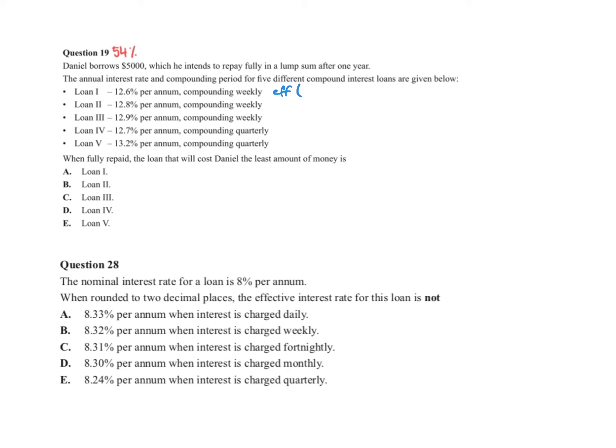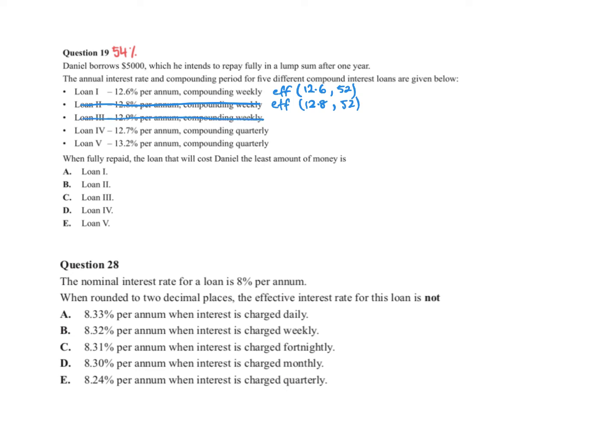So you go EFF. This one would be 12.6. And it's weekly, so it'd be 52, okay? And then because he wants the lowest, you've got EFF, and this one would be 12.8, 52. Now this is compounding the same way, so you would definitely want the 12.6, wouldn't you? So I would quickly get rid of that, because that's already weekly, and so is this one. It's already a higher interest rate weekly. We don't want that one.